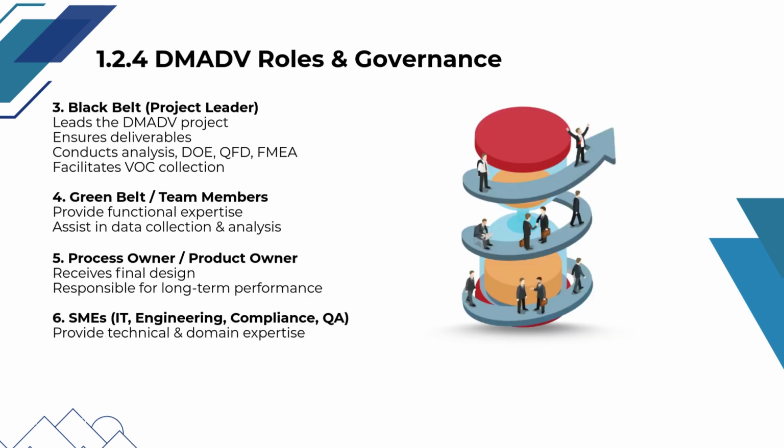The black belt acts as the project leader in a DMADV project, driving the methodology, ensuring all phase deliverables are completed, and leading activities such as VOC collection, analysis, QFD, DOE, and FMEA. Green belts and team members contribute functional expertise and support data collection and analysis. The process or product owner takes ownership of the final design and is accountable for its long-term performance, and subject matter experts from IT, engineering, compliance, and quality provide critical technical and domain knowledge to ensure the design is feasible, compliant, and robust.